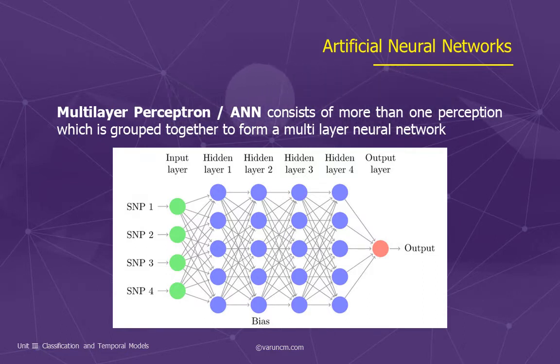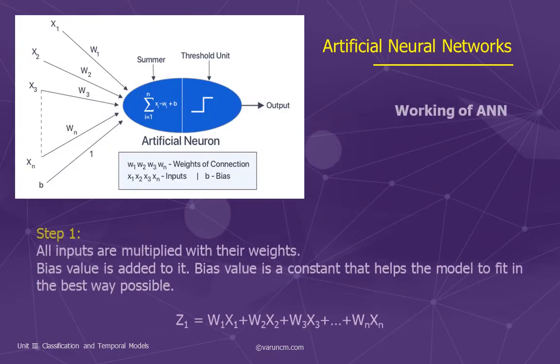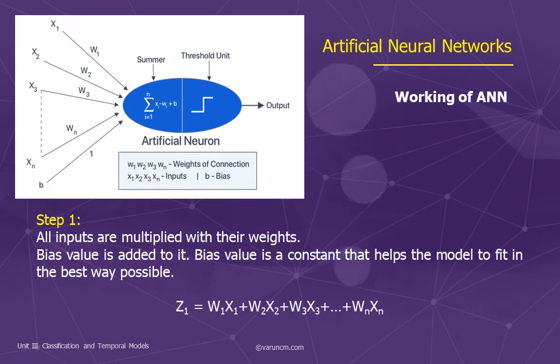Here you can see there are different numbers of perceptrons, different nodes available, and they do the process that was initialized for them. Such a network we call a multi-layer perceptron or artificial neural network. How this artificial neural network works, that we are going to see now.